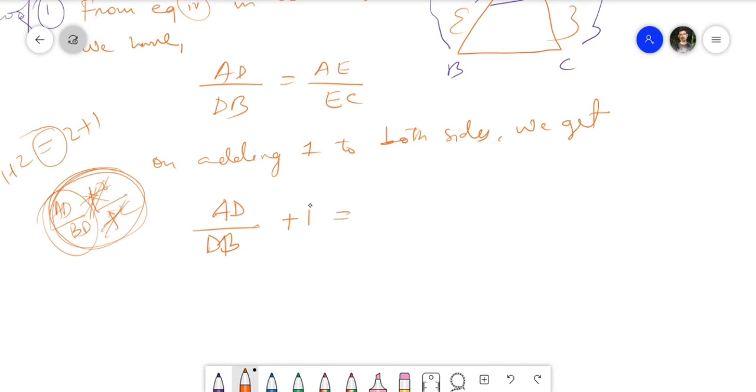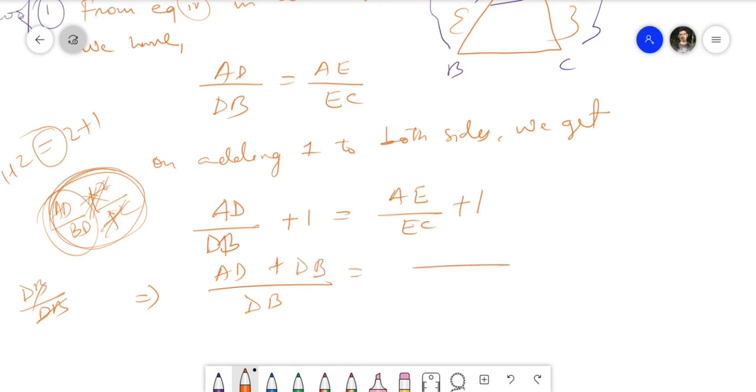Now, we have to add 1 on both sides: AE by EC plus 1. So let us take LCM. Whenever such a thing happens, we have to take LCM. DB, if you divide DB by DB, you will get 1, isn't it? DB divided by DB cancels out, you will get 1. 1 into AD will be AD. And the sign is plus, so if you multiply directly DB into 1, you will get DB. Same thing here also, EC divided by EC you will get 1, so AE plus EC. Okay, we got this one. I hope you have understood.